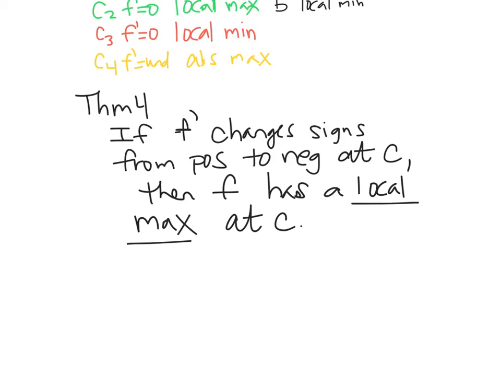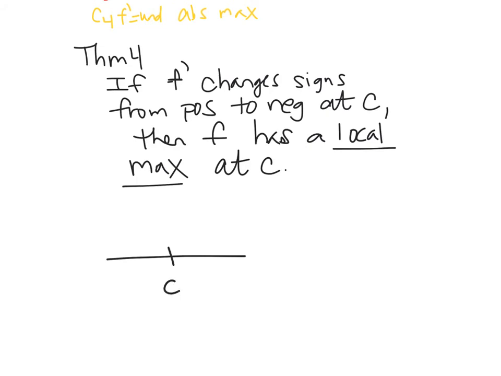So let me show you. Let's say here's C, and let's say we have some kind of a parabola or something. F prime on this side is positive. F prime on this side is negative. So if it changes from positive to negative, then that would be a maximum, right? We talked about that already. On the left side, if it's positive, on the right side, if it's negative, it's a maximum.